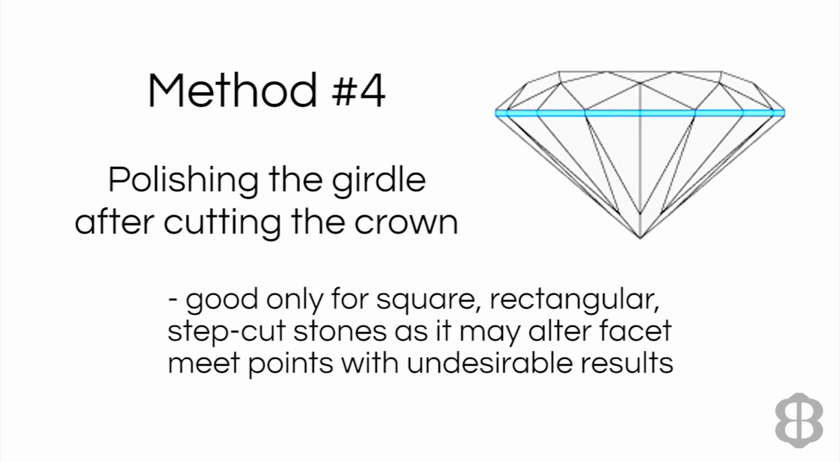Or you could polish the girdle last, but if it's a round stone or oval, you'd run the risk of cutting through the meet points in the pavilion or bottom half of your stone, where you worked so hard to have one row of facets just touch the girdle. If you were cutting a square or a rectangle design, you could probably have no problem with just polishing the girdle last. This concludes part 2 of this tutorial.